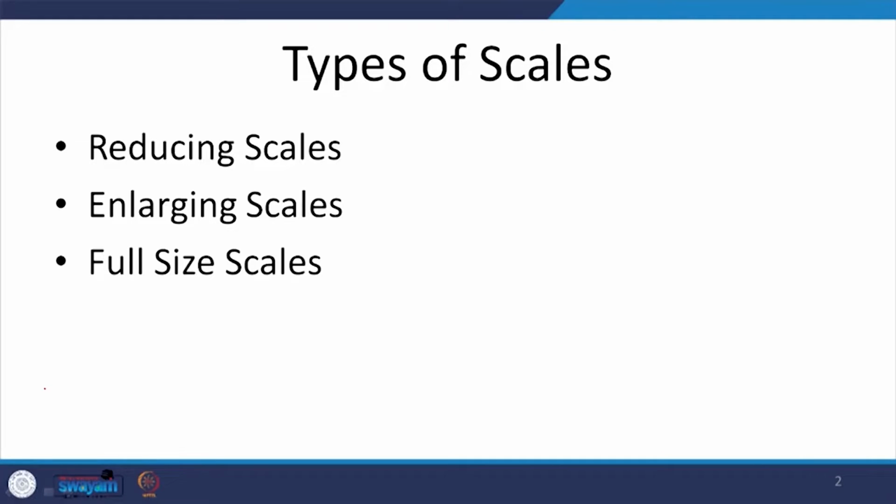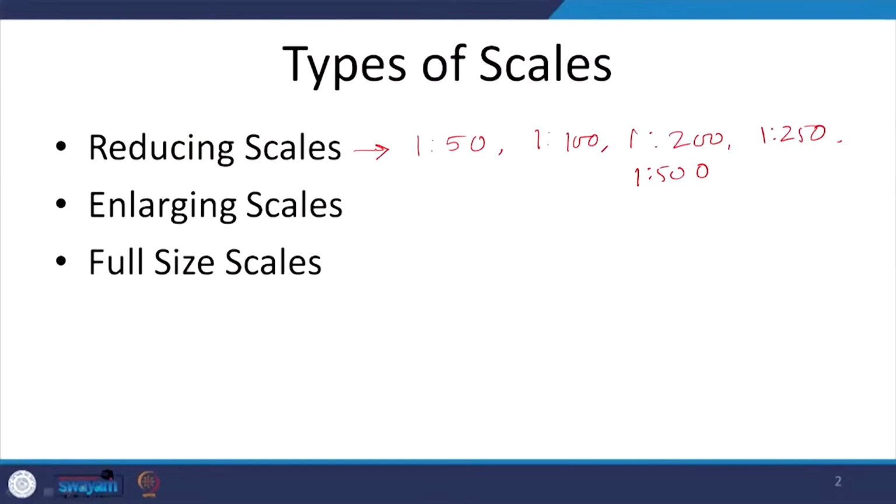So, any scale where we have 1:50, 1:100, there could be any scale for that matter, 1:200, 1:250, 1:500, all these scales where 1 unit represents a larger, bigger number of units, that is a reducing scale. So, here the real object will be much bigger than what will be represented on the sheet.